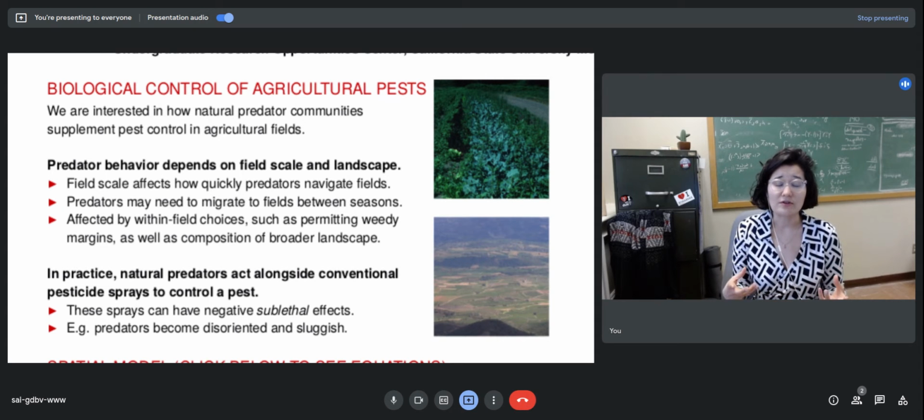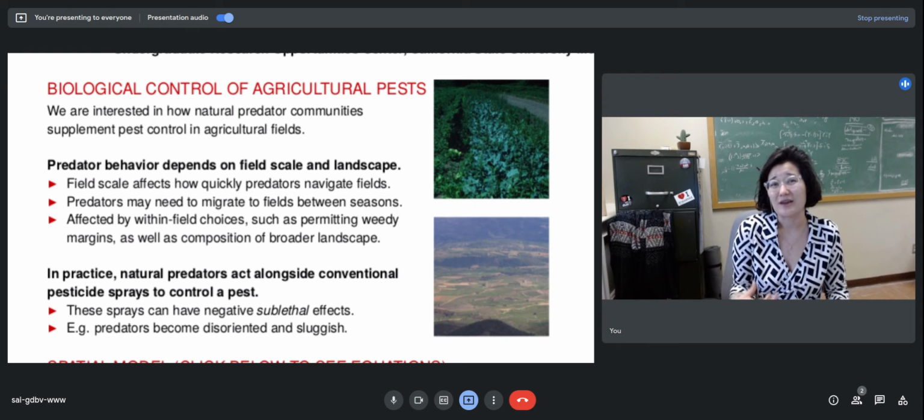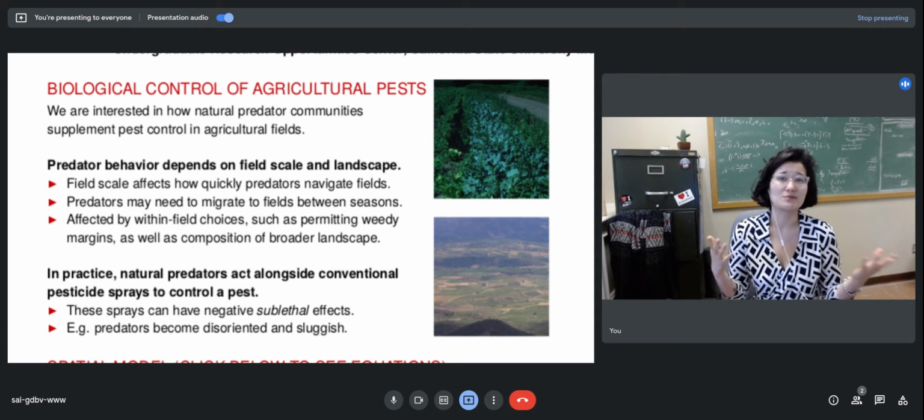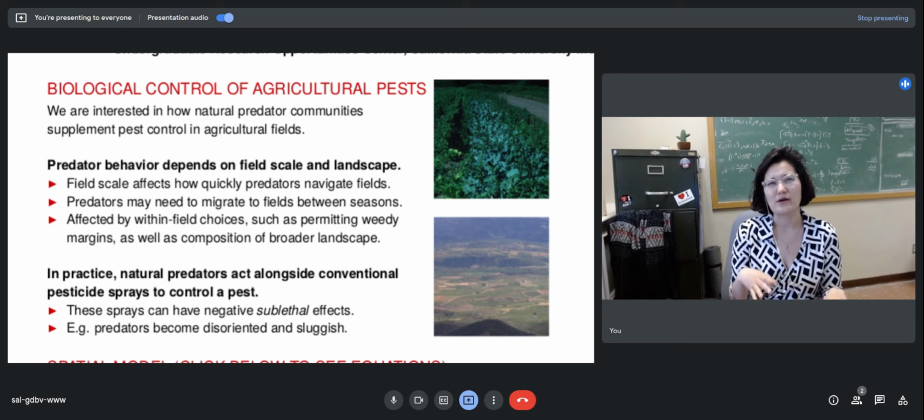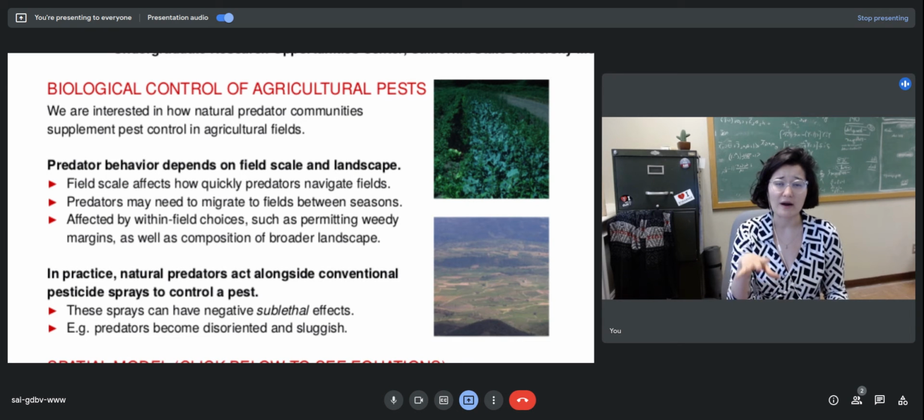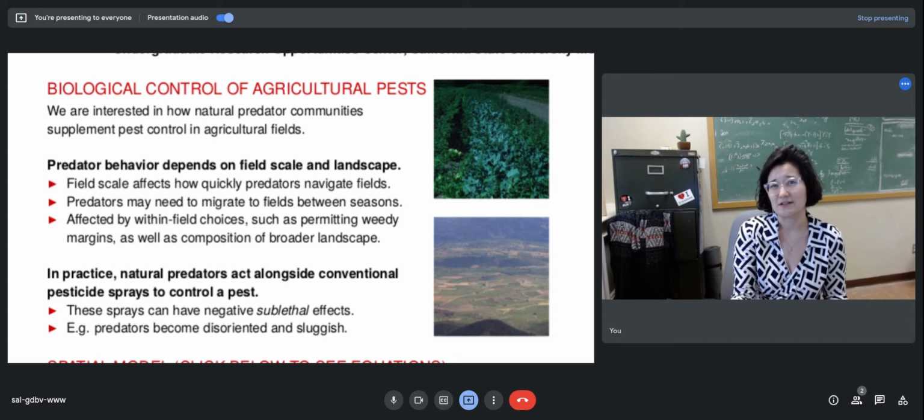So usually, natural predator communities work alongside conventional pesticide sprays in something called integrated pest management. And those sprays don't need to kill the predators in order to have negative effects on them. These negative effects we call sublethal because they don't kill the predator. But what can happen is when a predator is sprayed by a pesticide, it might become disoriented, just move around aimlessly, or sluggish and just move around more slowly. And both of those things affect the efficiency with which the predator moves around a field, particularly at large scales, and can identify aphid pests to consume.